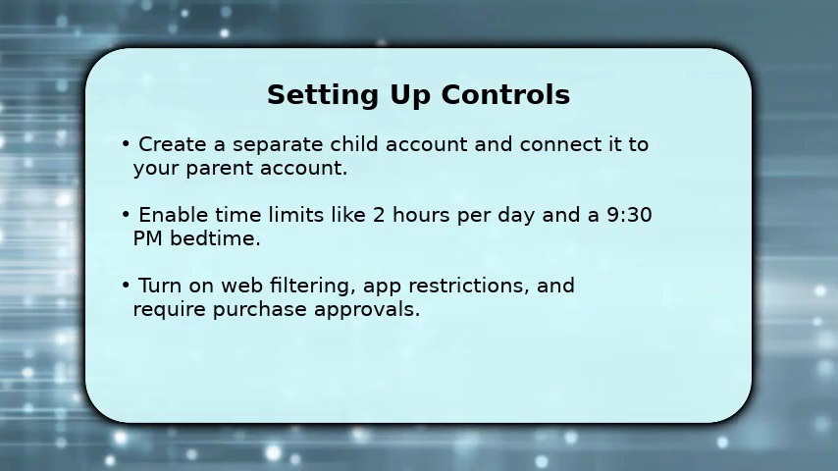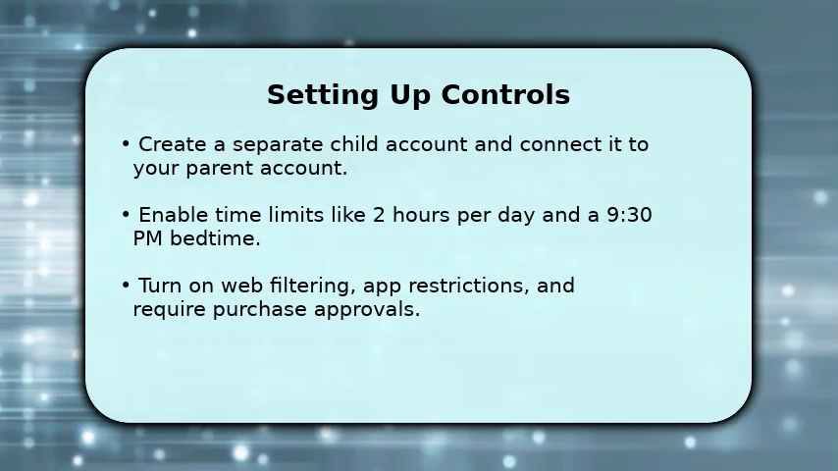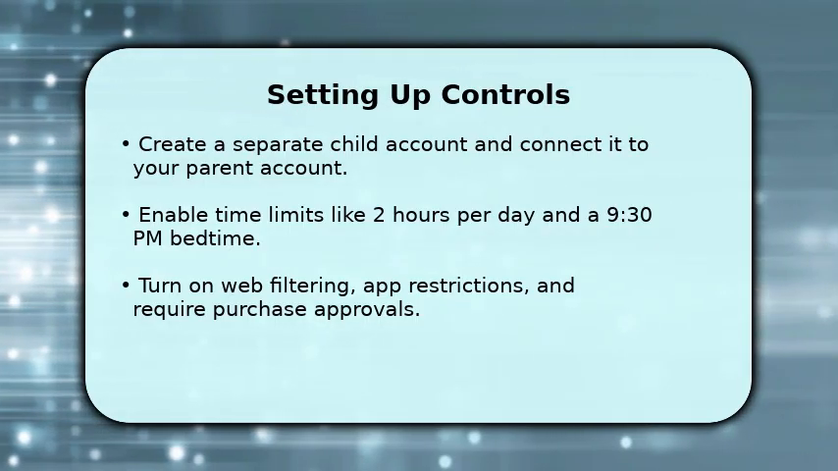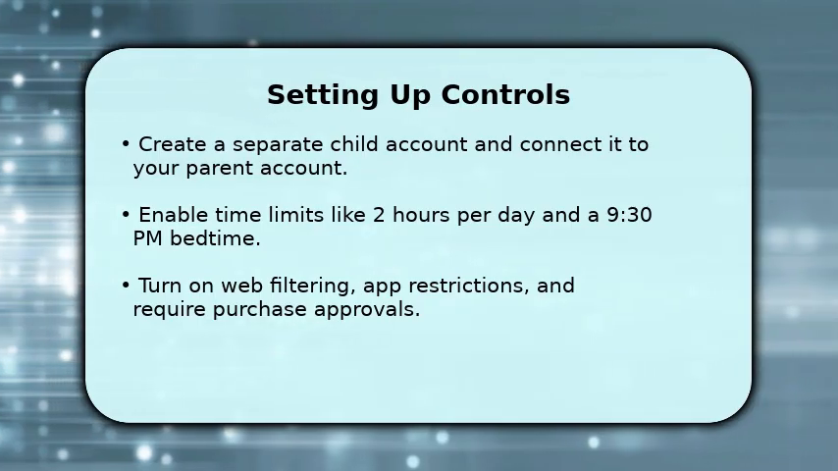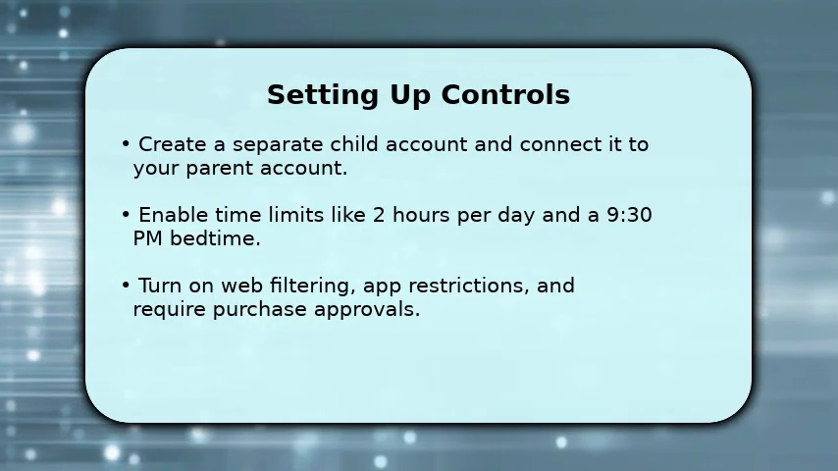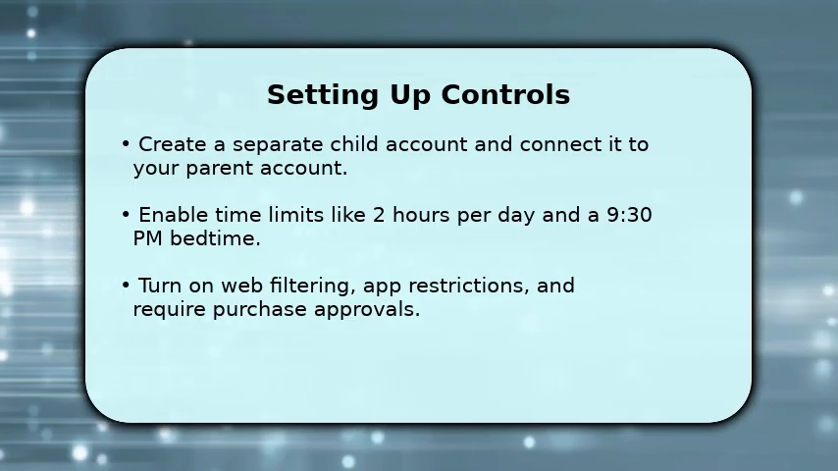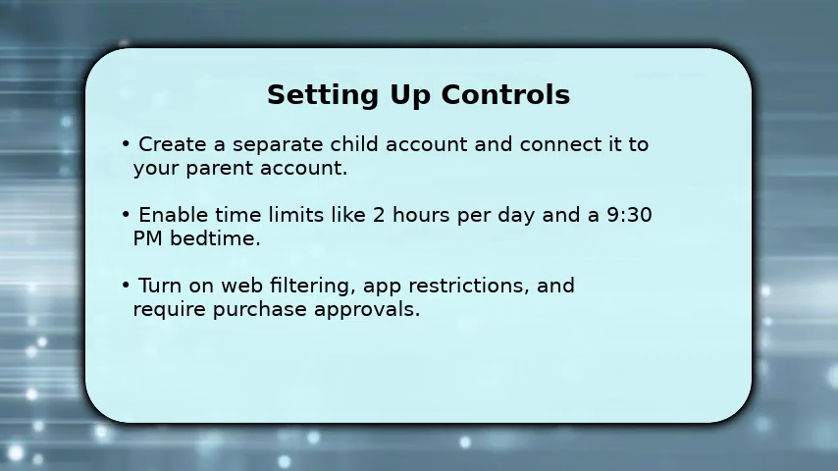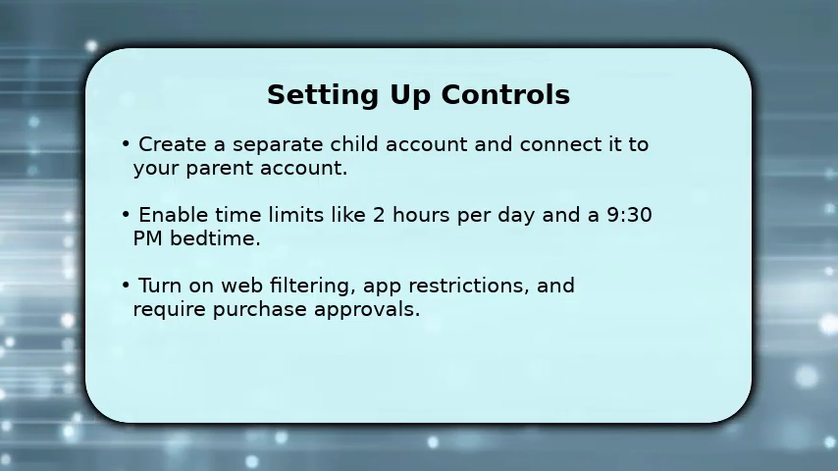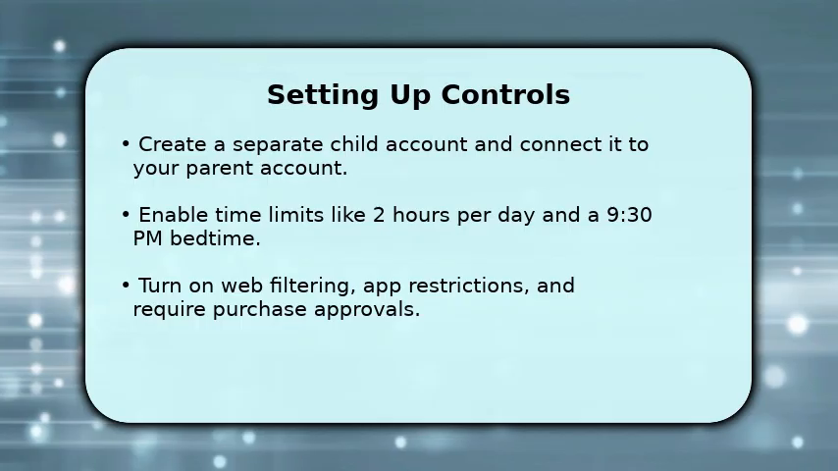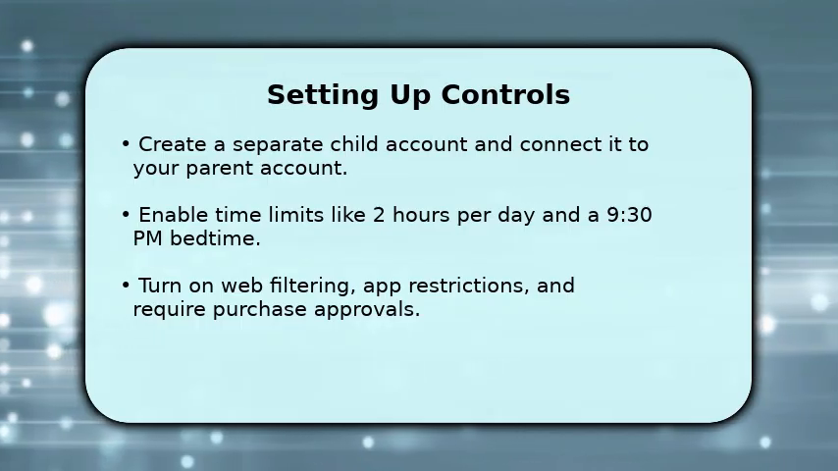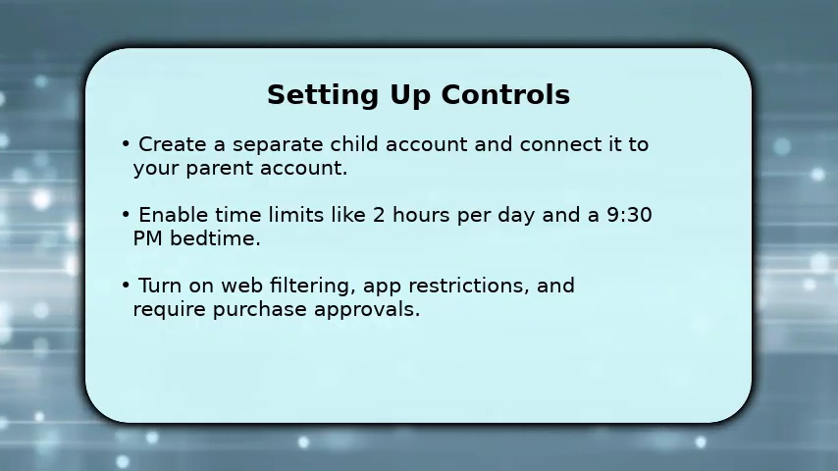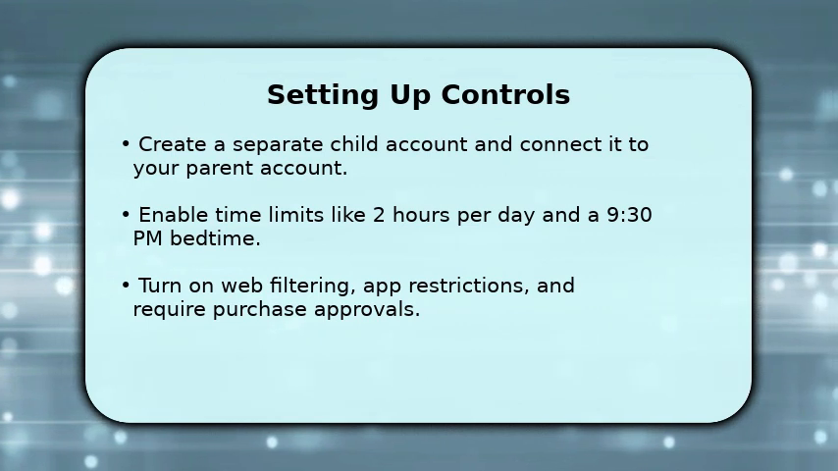Start by creating a separate child user account on the laptop. Link that account to your parent account in System Settings or the vendor portal. Enable screen time controls and set limits such as 2 hours per day. Configure a nightly lock at 9:30 p.m. and allow temporary extensions with approval. Turn on web filtering by selecting age-appropriate levels or blocked categories. Restrict app installations and require your approval for purchases and new software downloads.